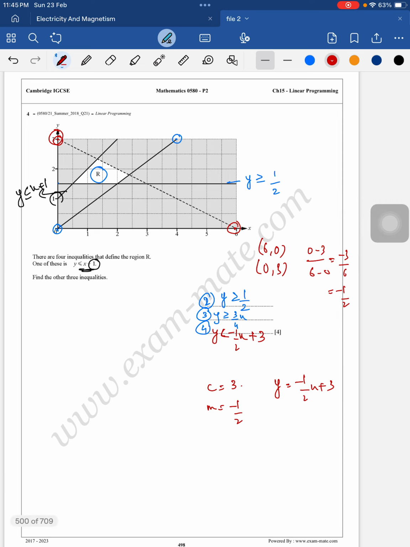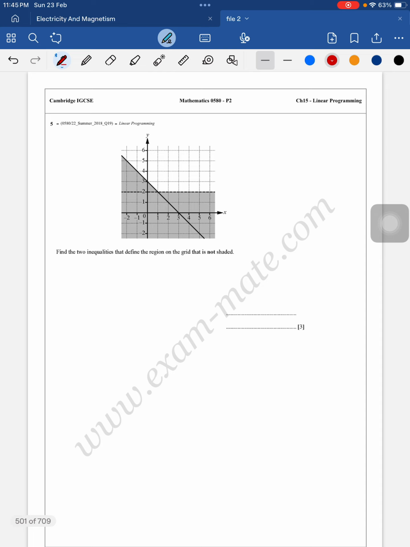Okay, going towards question number 5, right? In question number 5, find the 2 inequalities that define the region on the grid that is not shaded. It means the region which is this part. So the 2 inequalities which are defining this region are, one is this one and the other one is this one, right?